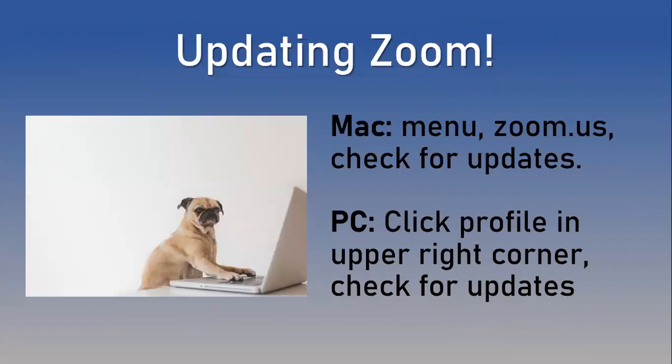And so then updating Zoom. So these are the ways you update Zoom. On a Mac, you're going to go into the menu, and you're going to go to zoom.us, and then you can go down the menu to check for updates. And then on a PC, you're going to be in your Zoom window when you first log on, and you can click your profile in the upper right corner, and that's going to have your initials in it. Like mine says JB, and then you can scroll down that menu and check for updates.